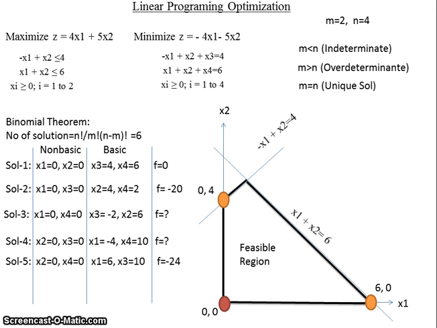Solution 5 is even better, minus 24, which is less than minus 20, and the last one, the 6th, is far better, minus 29, and it's the smallest option. On the graph, we can't go beyond this because going beyond it, we would get out of the feasible region, and the solutions would no longer be feasible.